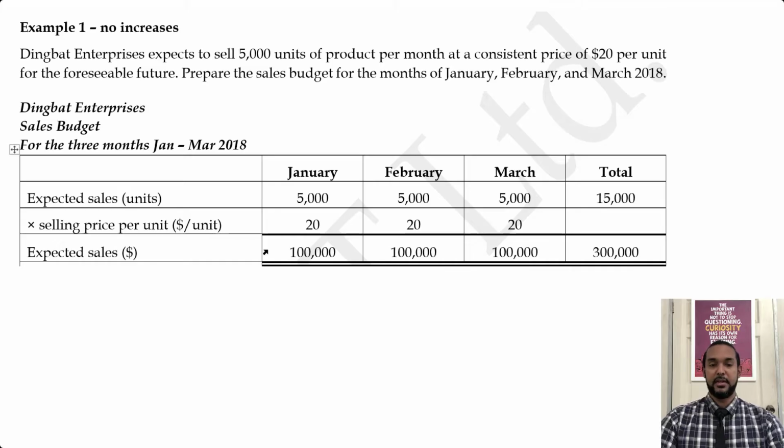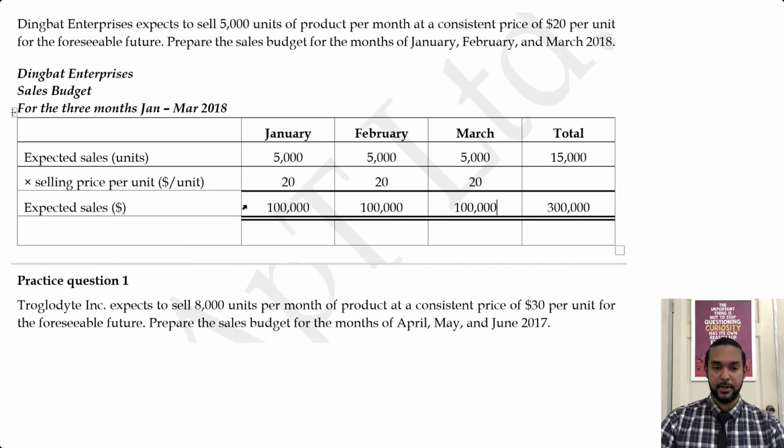Okay, with that said, I'm going to give you one now. I'm going to scroll down so you guys can see your example here, your practice question, sorry.